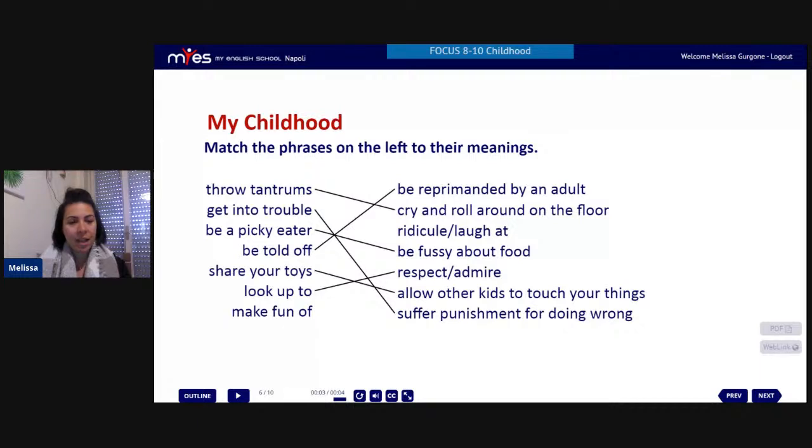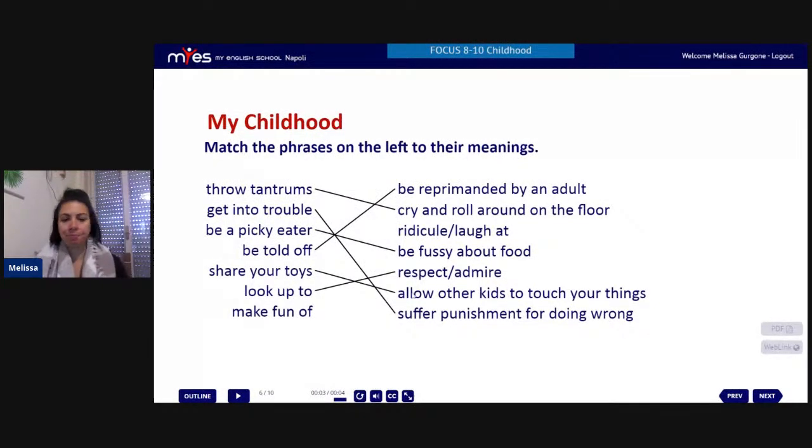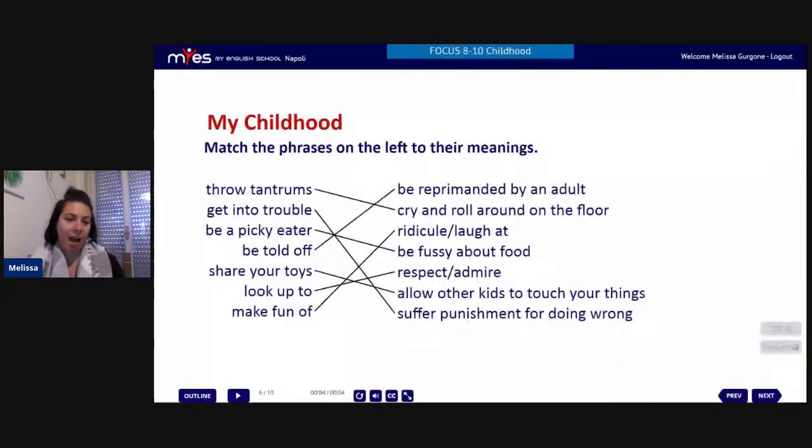And this leaves our final phrasal verb for childhood, to make fun of. To make fun of is to ridicule or to laugh at somebody. As a child, you might have had people go, you wear glasses, or something silly that children say. And this is someone making fun of you, or making fun of somebody.